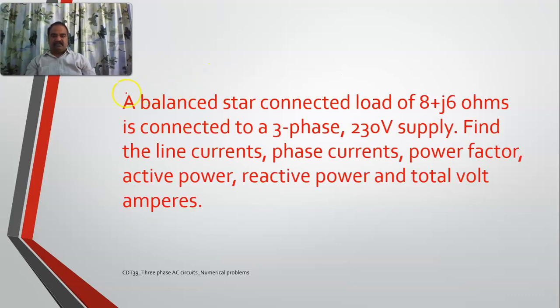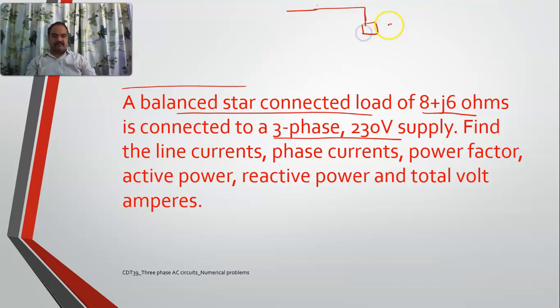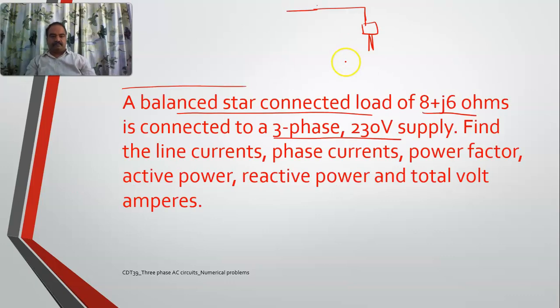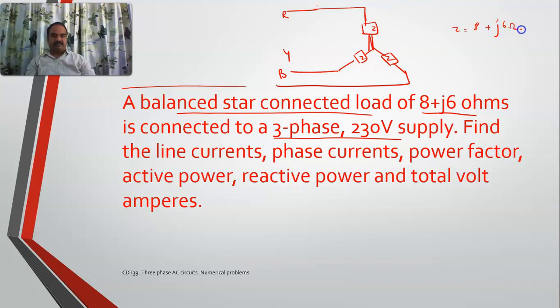So this is a problem which has been given for you. There is a balanced star connected load of 8 plus J6 ohms, and it is connected to a three-phase 230 volt supply, which means that there is an impedance 8 plus J6 ohms connected in star, and each impedance is of 8 plus J6 ohms, and there is a three-phase 230 volt supply.